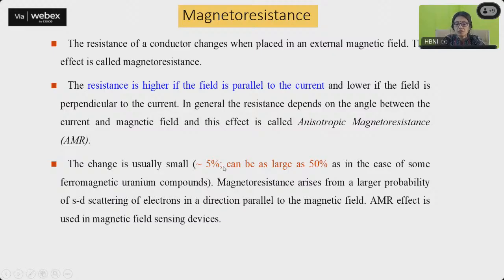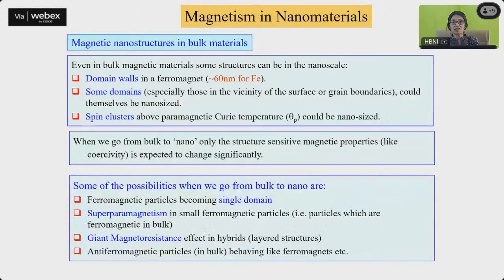And normally for most of the materials it's around 5%. In some materials like ferromagnetic uranium compounds, you will find it to be as large as 50%. And magnetoresistance arises from a larger probability of s-d scattering of the electrons in a direction which is parallel to the magnetic field. And this AMR effect is mostly used in magnetic field sensing devices.